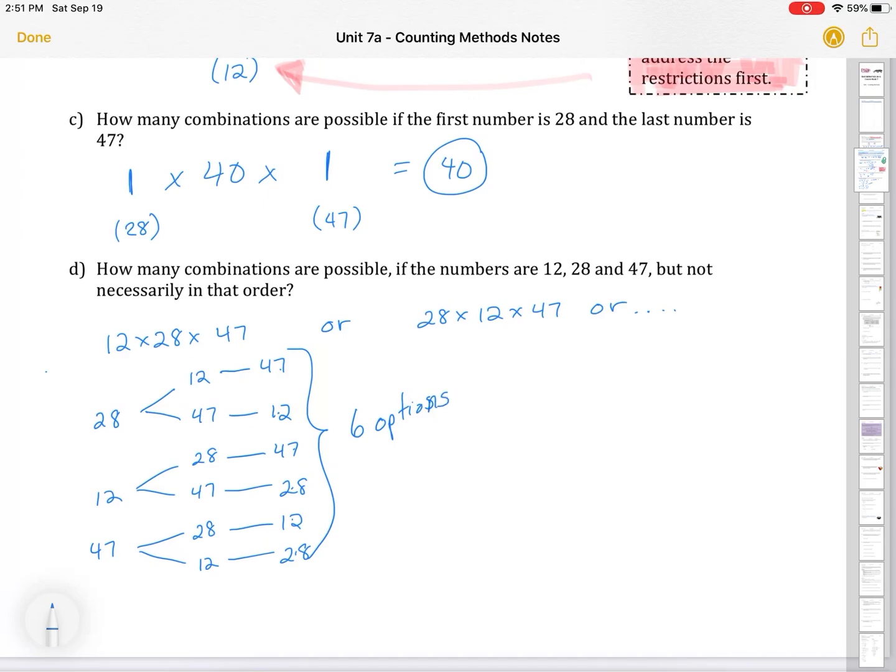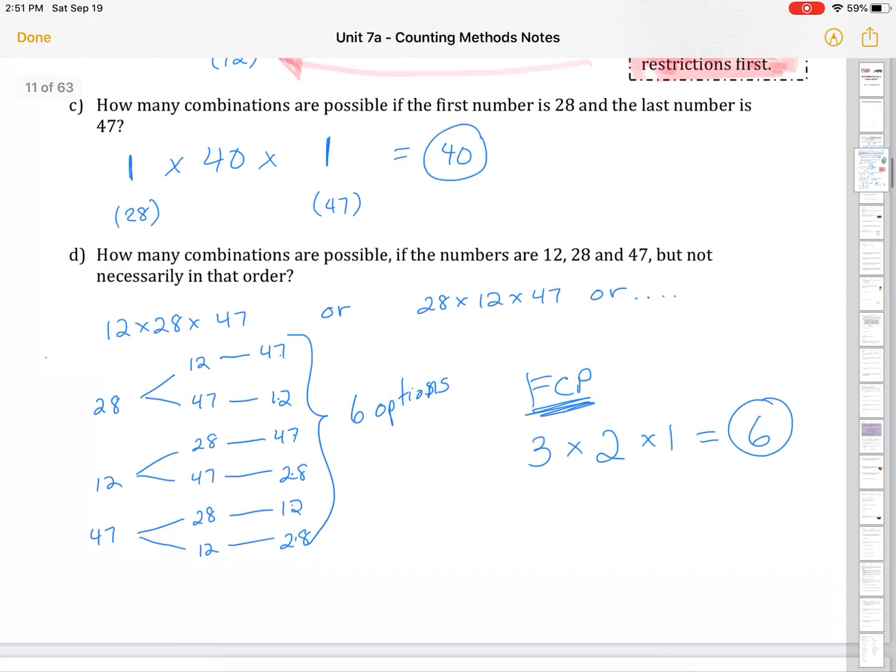However, I can also use my fundamental counting principle. In the first option, I have 3 choices. But now I've used 1. So for my second choice, I only have 2 options left. And then for my third, I would only have 1. When I multiply those out, I get 6. Because as you can see, your options reduce when there are limitations and restrictions. Okay?